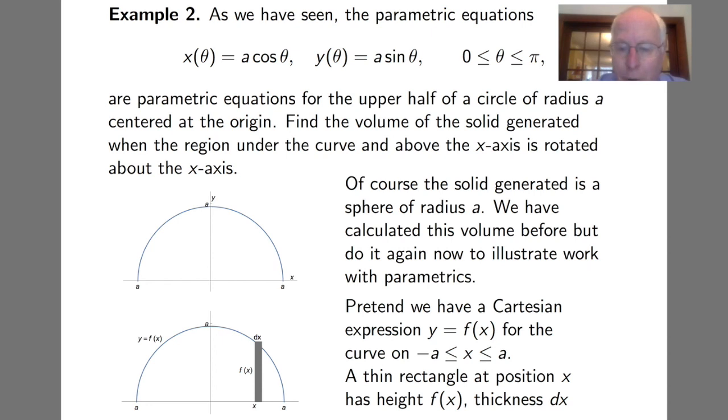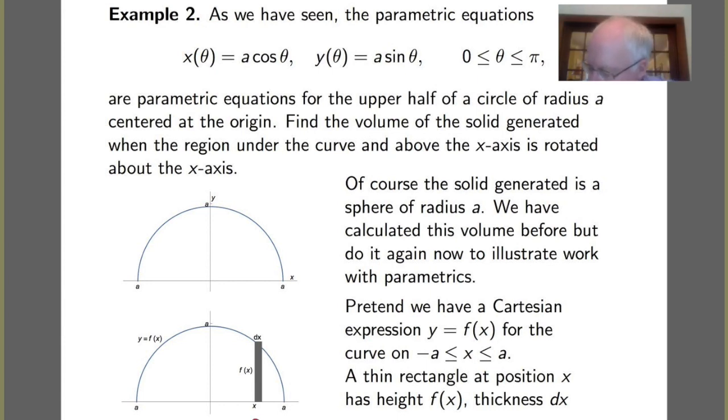Now our strategy for finding volume was something of the following sort. We're going to start by pretending we have a Cartesian equation for this upper half circle. And of course we could write one of those down. We don't really care what it is. But y equals f of x has graphed this upper half circle as x runs from a to b. Now imagine a point x on the x-axis here, and we're going to draw a thin rectangle at this position x. This thin rectangle has height f of x, because y equals f of x describes the curve. We'll give it thickness of dx, illustrated here.